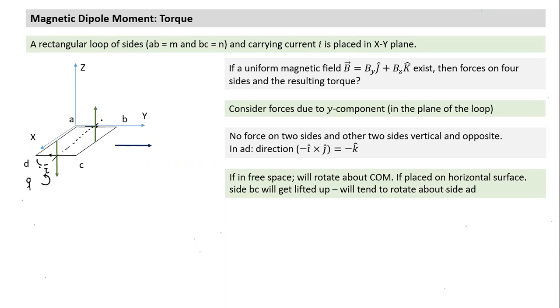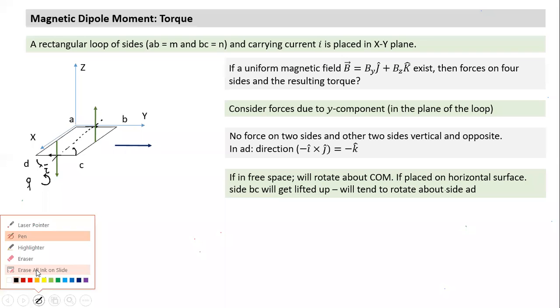This side going down and this side going up. And if I have to define the axis of rotation, or the torque value, or the value of omega it will acquire after a small time interval, it will be I cap. It will tend to rotate like this. But if it is placed on a horizontal surface, will it behave in the same way? Behavior will be slightly different.